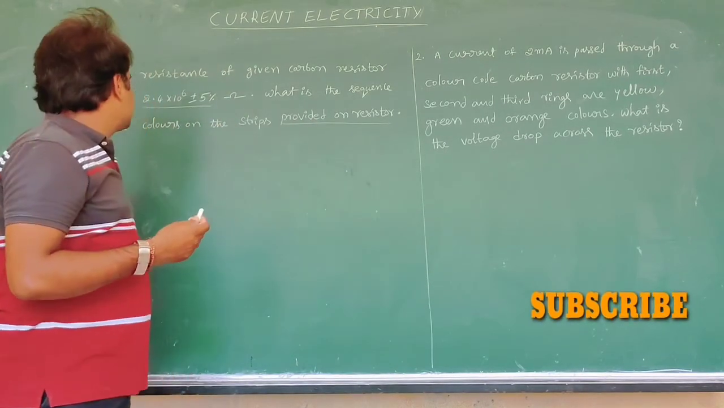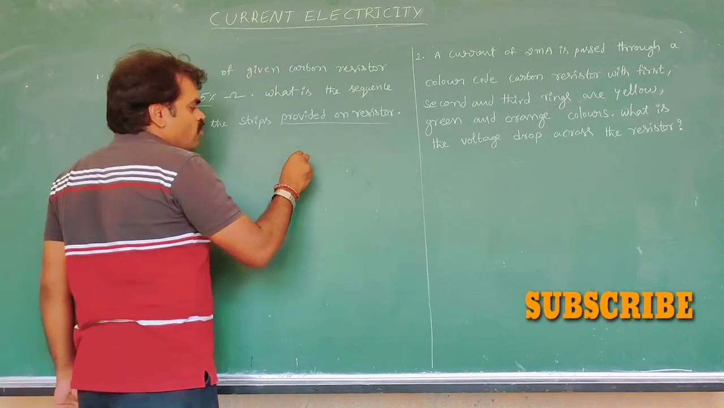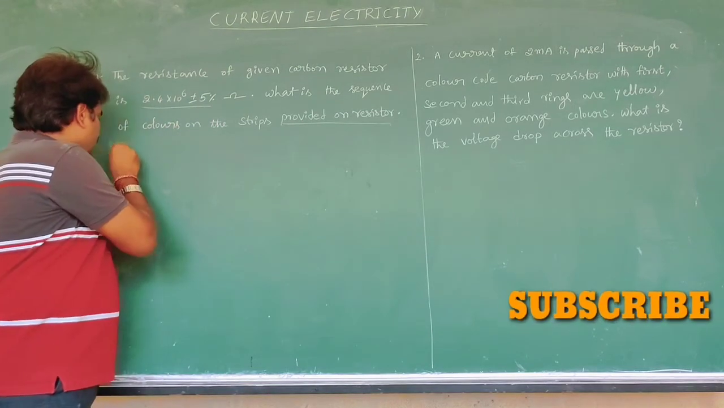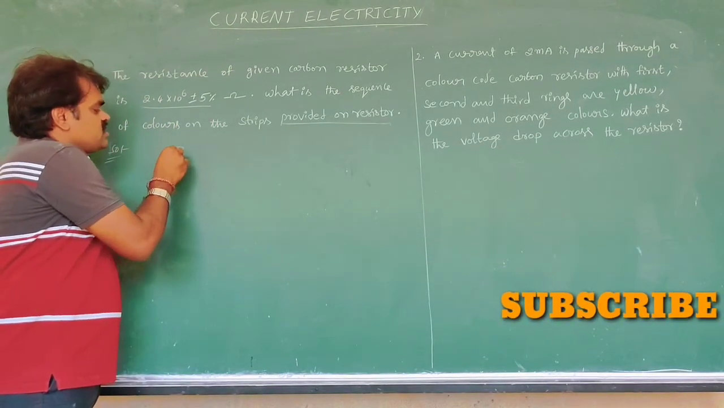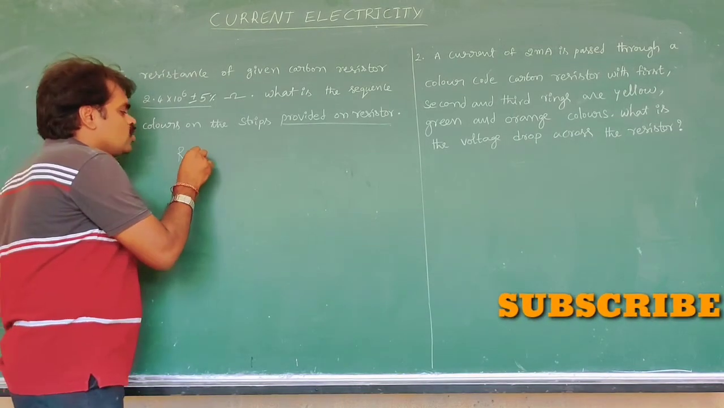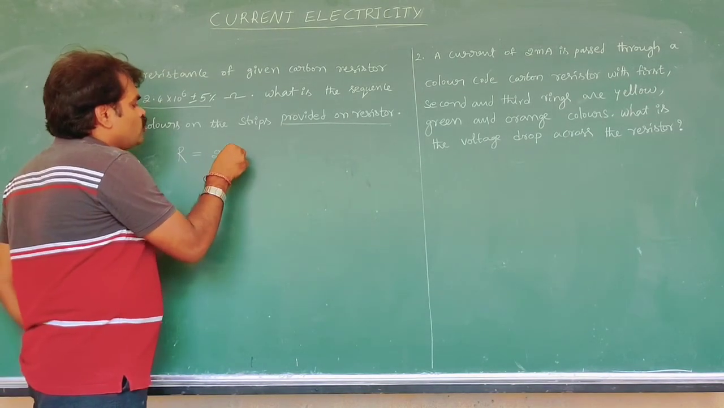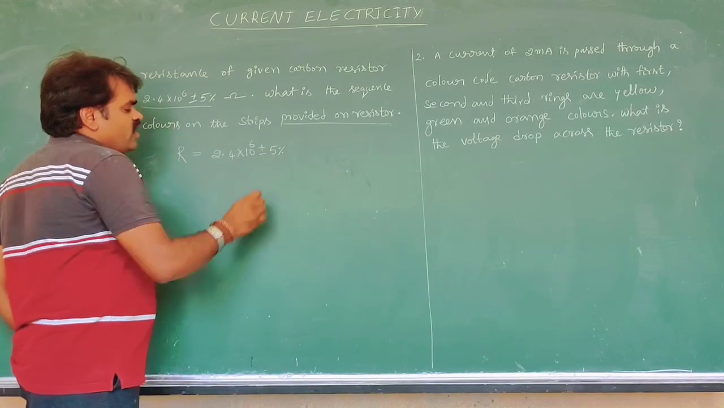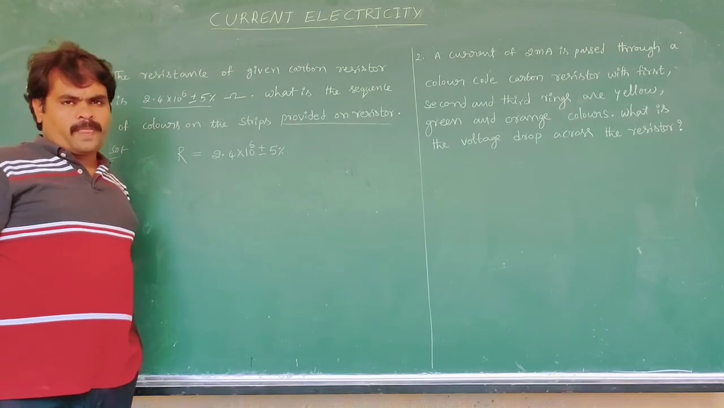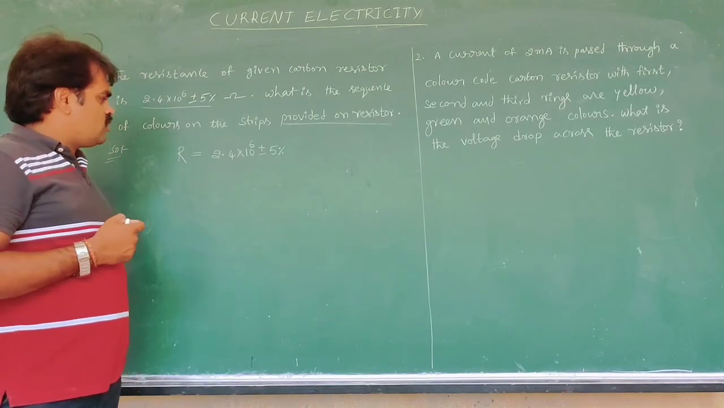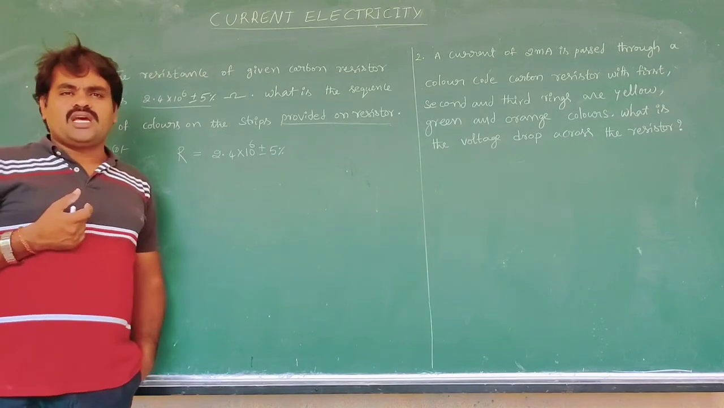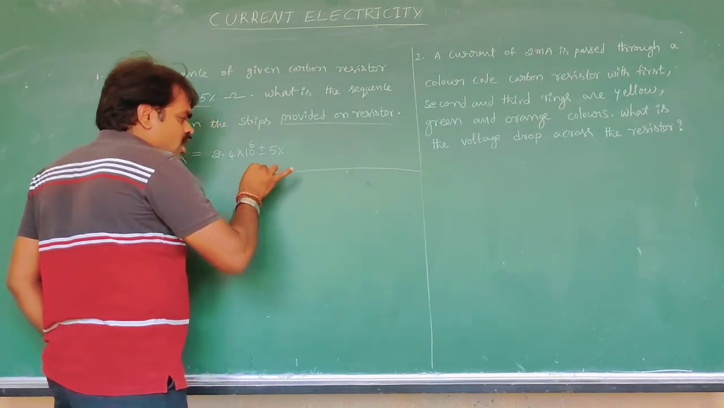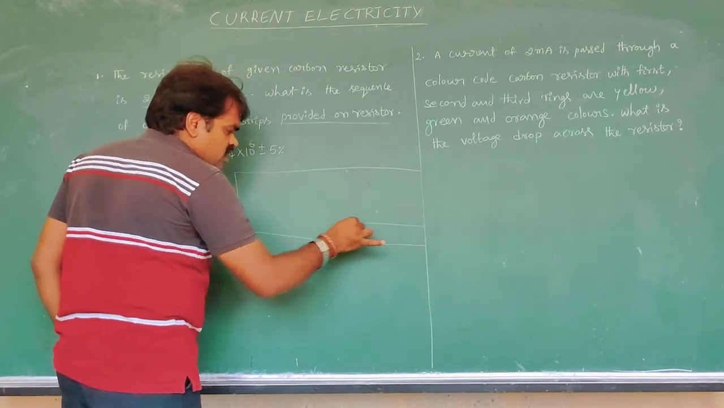What is the sequence of colors on the strip provided on the resistor? First, what is given: the resistance of a carbon resistor R is equal to 2.4 into 10 to the power of 6 plus or minus 5%. They are asking about the colors on the strip. We can solve this problem by remembering the color codes. There is a very simple way of remembering the color codes.